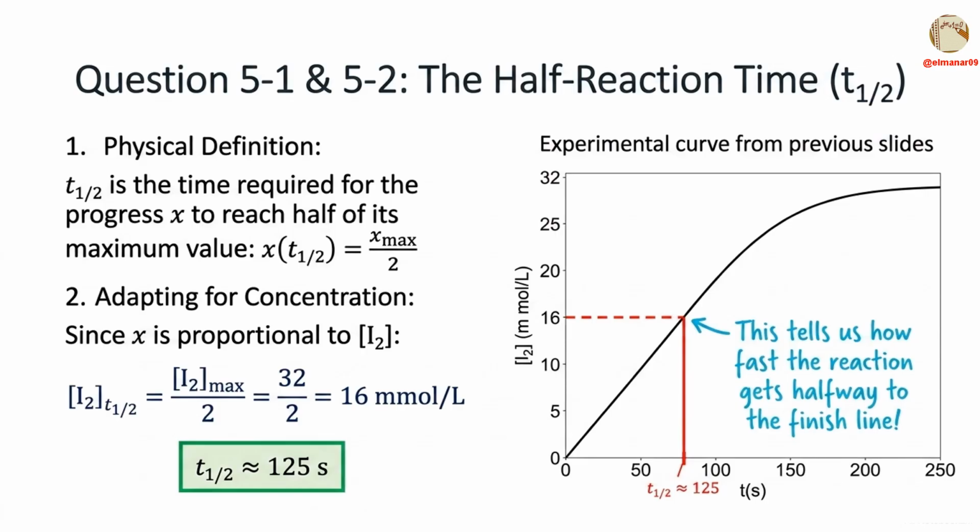Now, look at the graph. Find 16 on the y-axis, draw a horizontal line to hit the curve, and then drop straight down to the x-axis. We land right around 125 seconds. This single number tells us how fast our reaction is overall. It's the heartbeat of the process.